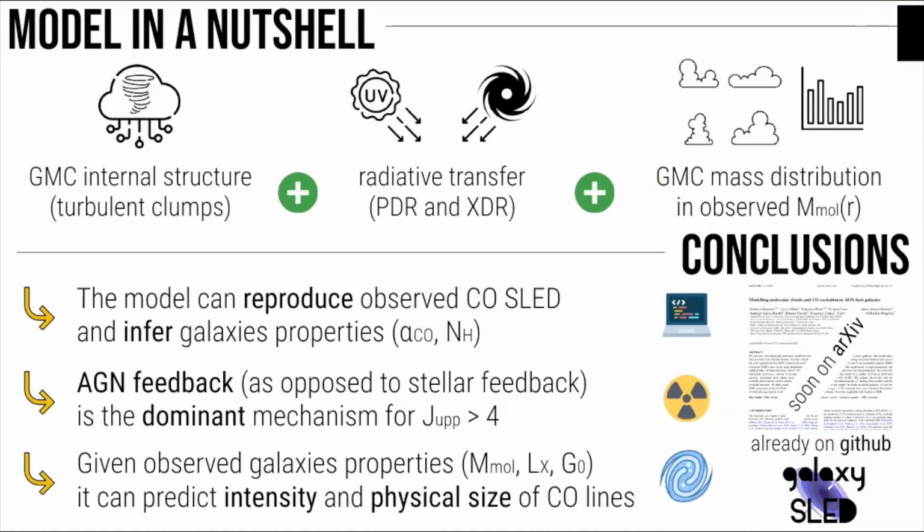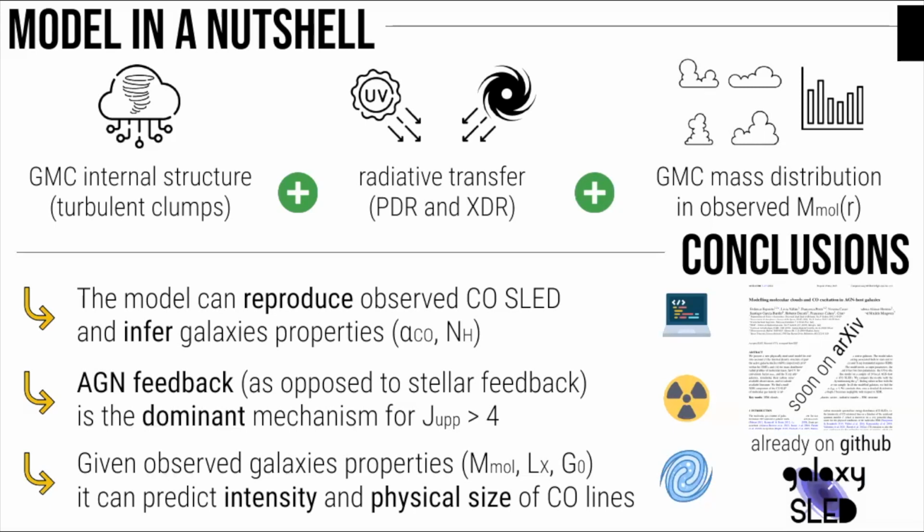This is the model in a nutshell. We built this physically motivated model starting from the internal structure of giant molecular clouds, which are made of clumps with a distribution which is induced by turbulence. We applied radiative transfer models, PDR and XDR, on the single clouds and the full GMCs, and then we distribute them following a mass distribution and following the observed radial molecular mass profile of our sample.